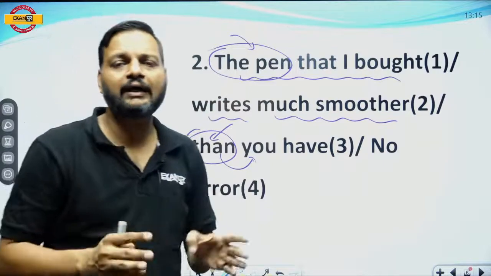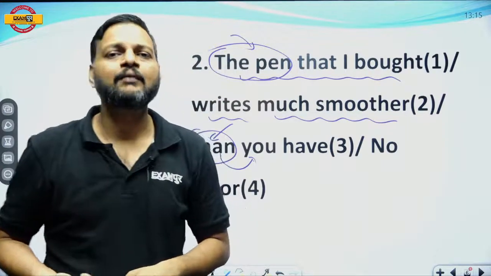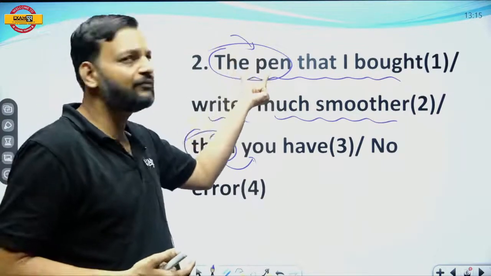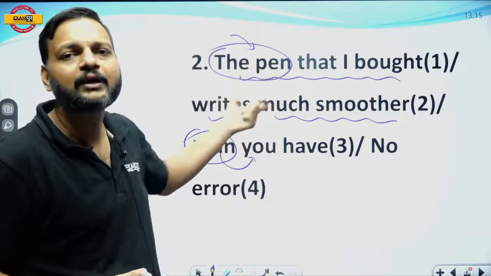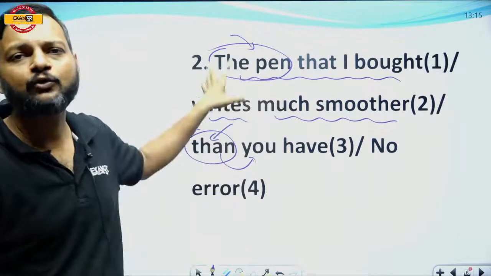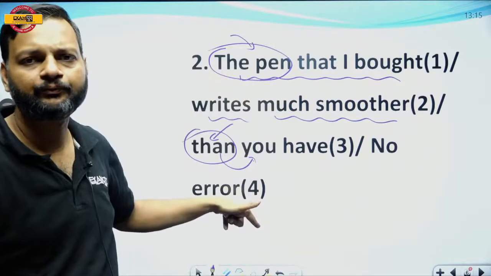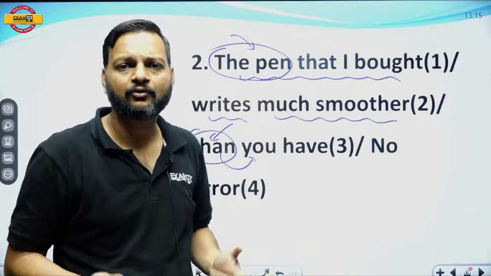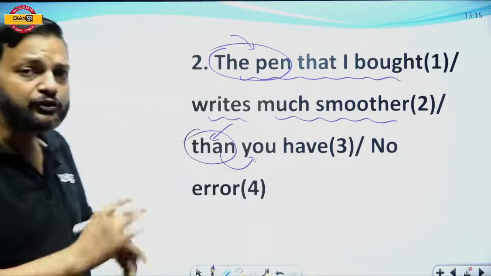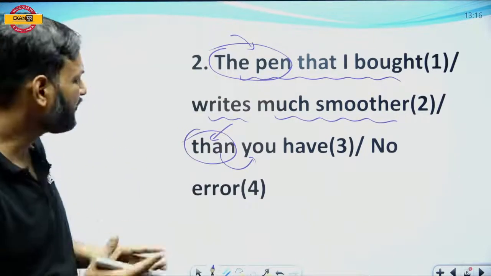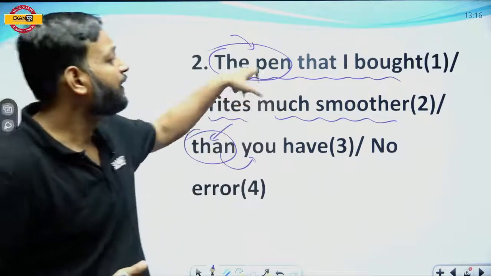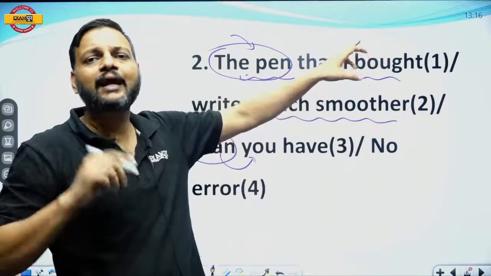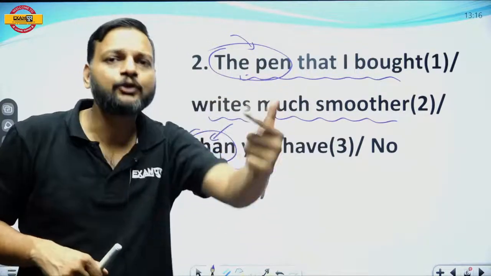Now this is again an illogical comparison, because a non-living thing, a pen, cannot be compared with a human. How can you compare the pen with you? This is illogical comparison. So this sentence is wrong. Now what should be the correct one? The correct one should be the pen that I bought can be compared with the pen you have.